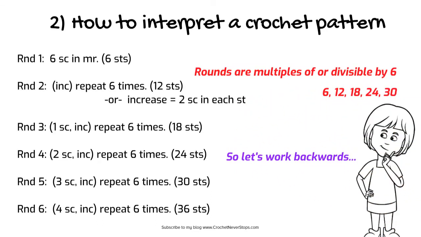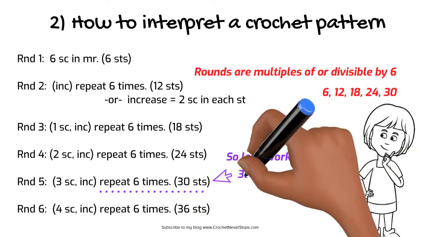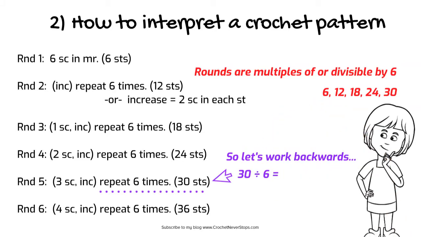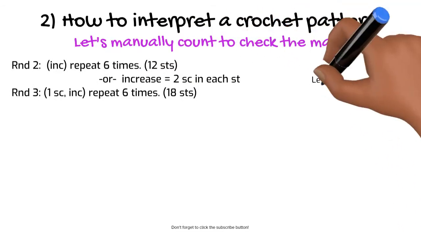So let's work backwards. Round 5. There's 30 stitches divided by 6 equals 5 single crochets. 3 single crochet plus 2 single crochet, which is 5. So let's manually count to check the math.